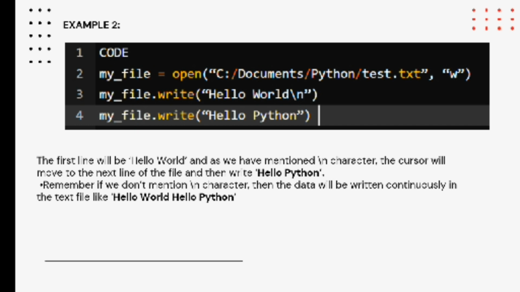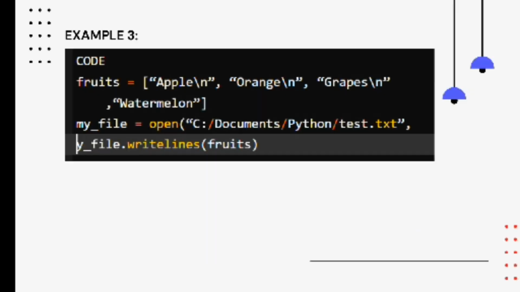Remember, if you don't mention \n, then the data will be written continuously in the text file, like hello world and hello Python. That means if \n is not present, it will be in a continuous manner.